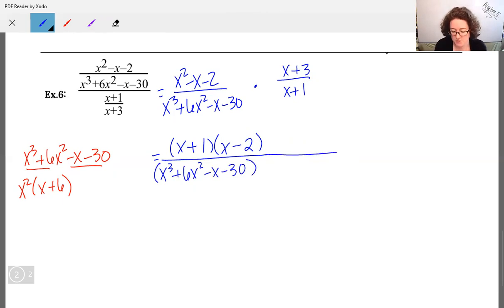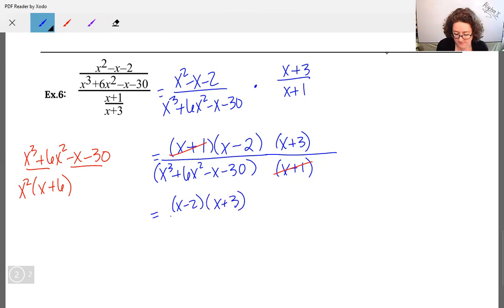So again, multiplication problem now, so I can just rewrite as one big fraction. We have an x plus 3 and an x plus 1. So we can actually simplify out that x plus 1. So the two ways we could write this out as a final solution, again, depending on who's writing the problem, what application you might be doing this with, we would have an x minus 2 and x plus 3 in the numerator with this whole mess in the denominator.